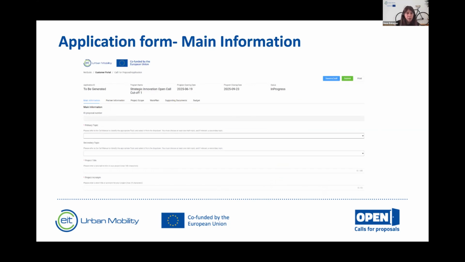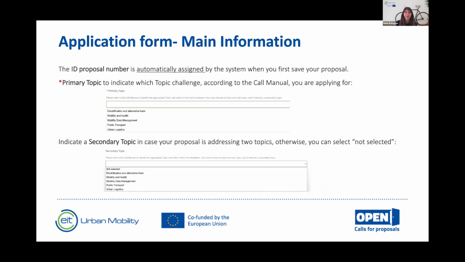In this section, you will see this ID proposal number. This is a number that is automatically assigned by the system, so you don't have to write anything, because after you do the first save, a number will be assigned. And then there is the primary topic. This is very important. It's a topic related to the call, and you have to choose the topic that is relevant for your proposal. You have a list of 5 topics, so you have to select the most relevant one. This is a mandatory field.